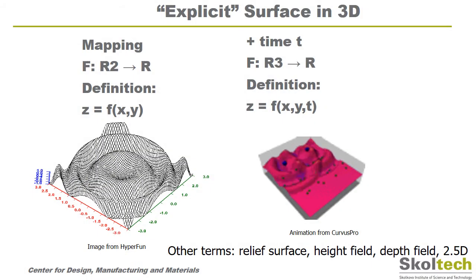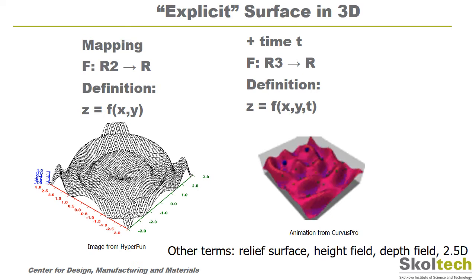The second example of a mapping is a function of two variables. It defines explicit two-dimensional surface in three-dimensional space. Other terms for such surface are relief surface, height field, or a depth field.